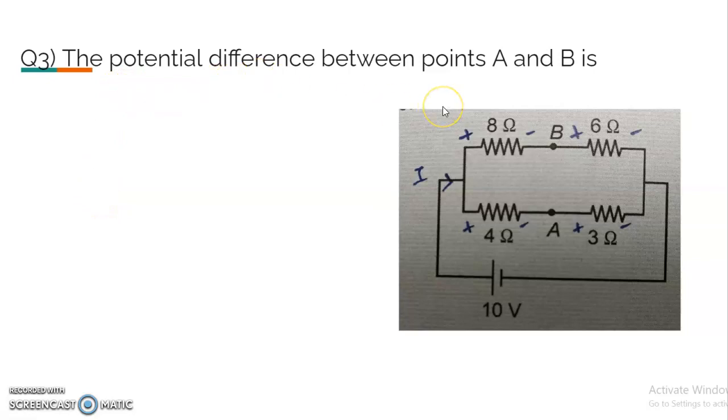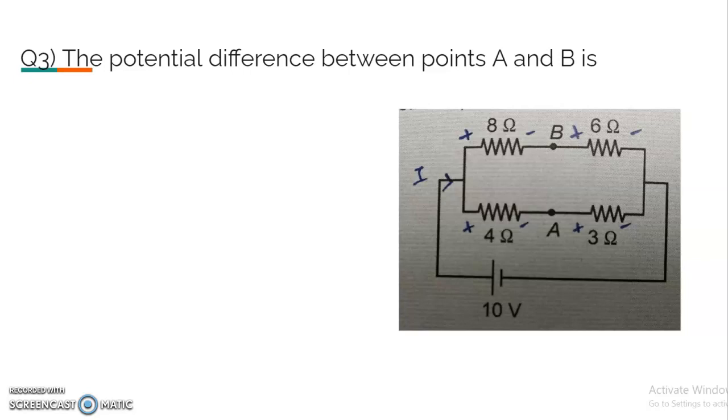The potential difference between the points A and B is, okay, I've given the polarity for you already. Whenever the current enters, we simply write the plus here and the minus here. Now let us take a look at the diagram. We see an 8 ohm here, a 4 ohm here, a 6 ohm here, and a 3 ohm here, connected to a battery of 10 volt. Okay, so how do we go about this?